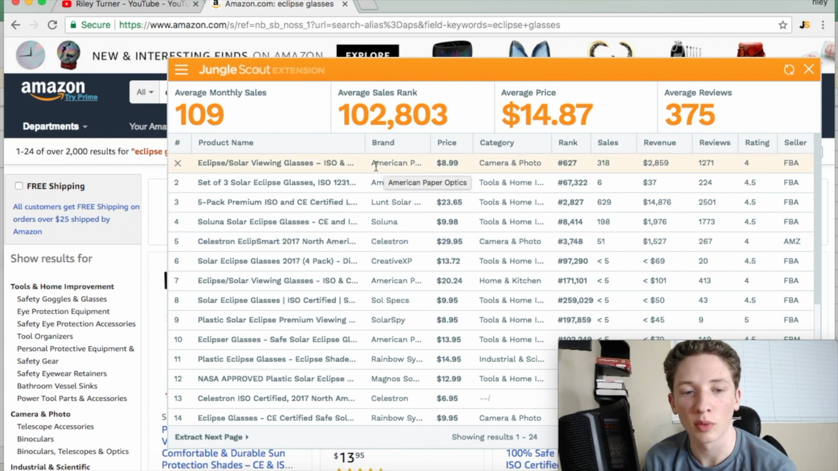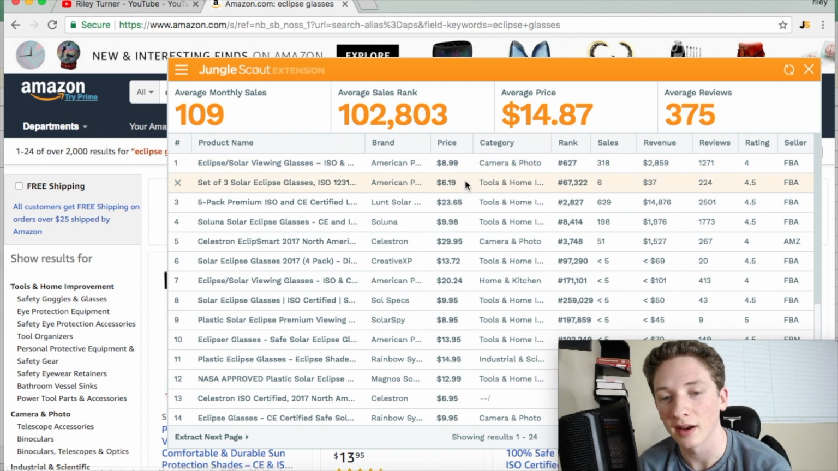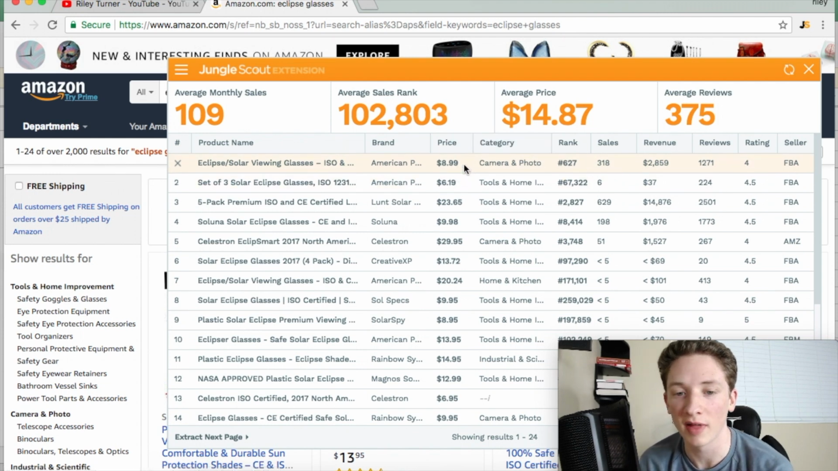So for those first 12 products we want to be coming across, we want to look at the pricing. We want to make sure that most of them, if not all of them, are above that $13 mark.